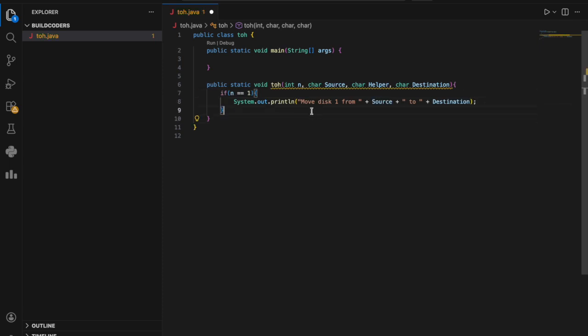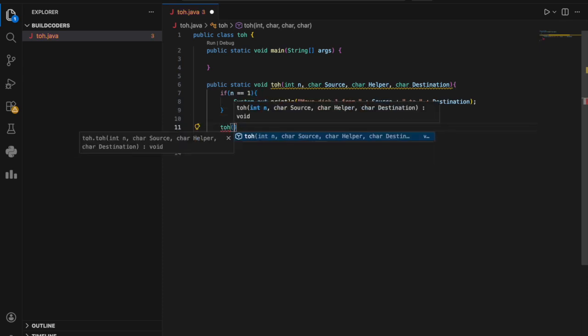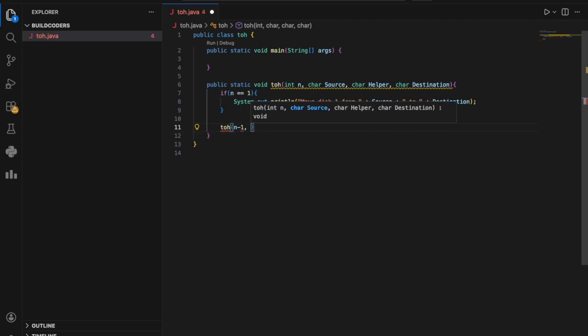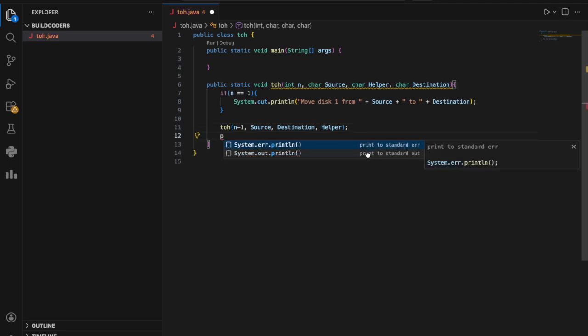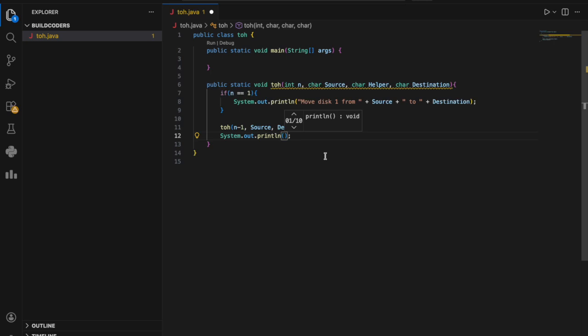Next, let's break this problem into a subproblem. That is, we need to move n minus 1 rings from source to helper with the help of destination rod. Yes, so now this is our final destination where the n minus 1 rings will go, that is the helper rod. Next, we are left with the largest ring. So we need to move this ring from source to the destination directly.